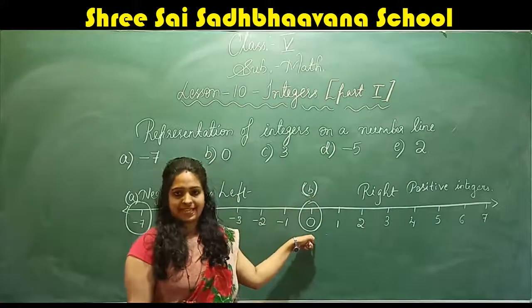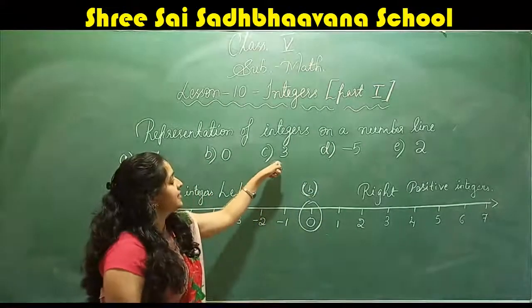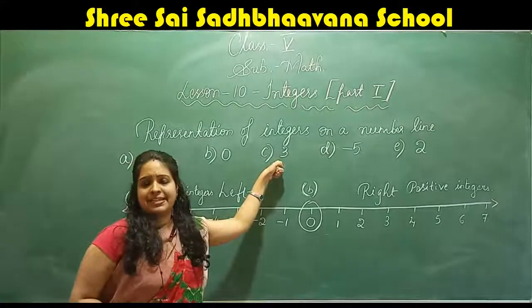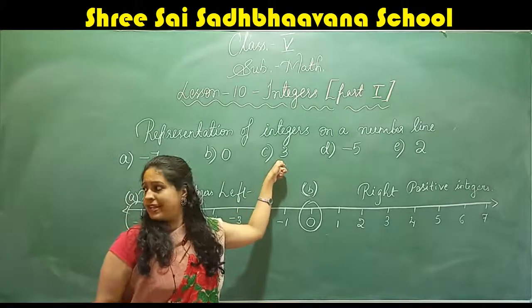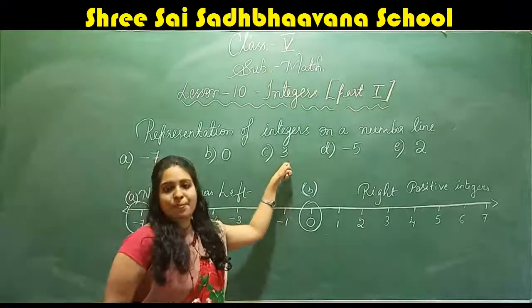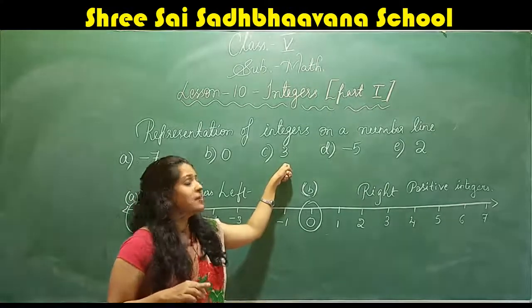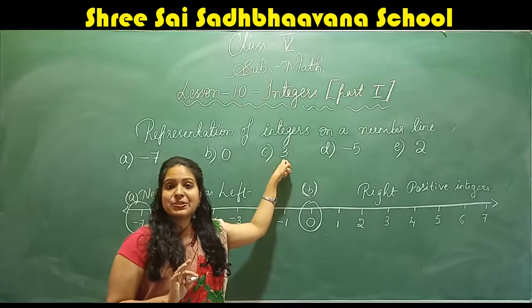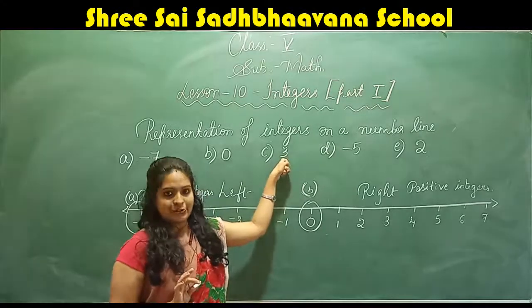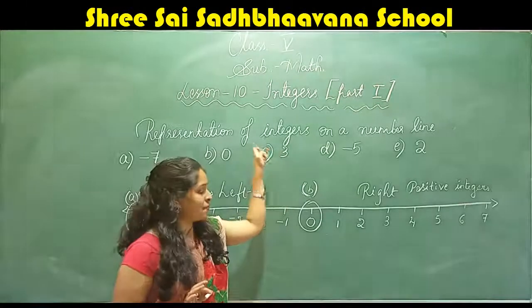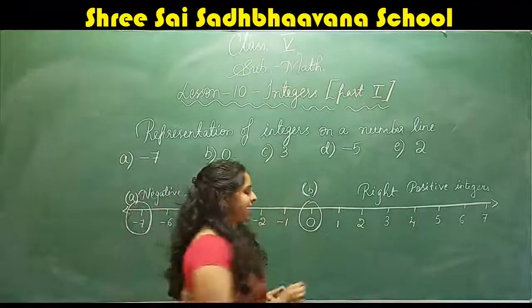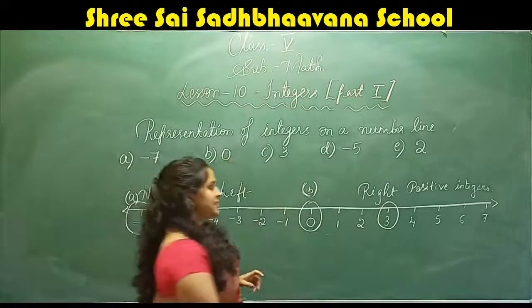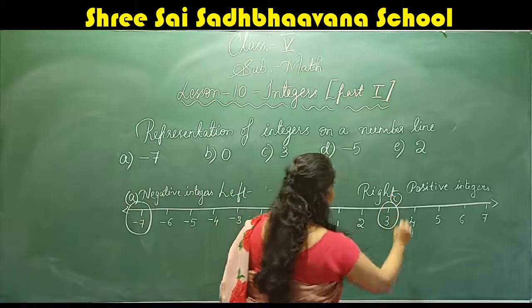This is the answer. Next, 3. They have given just 3. What do we have to consider? Whether it is positive or negative. As I told before, if we are not given any sign, it is understood that this is a positive number. 3, where will it come? This side. Okay. So this is the C answer.